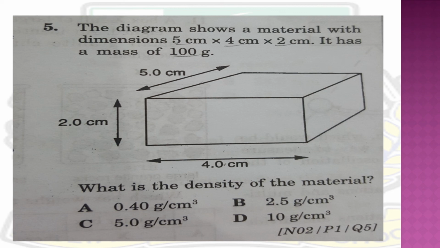A, 0.40 gram per cubic centimeter, B, 5.0 gram per cubic centimeter, C, 2.5 gram per cubic centimeter, or D, 10 grams per cubic centimeter. Please calculate the density and find out the correct option.